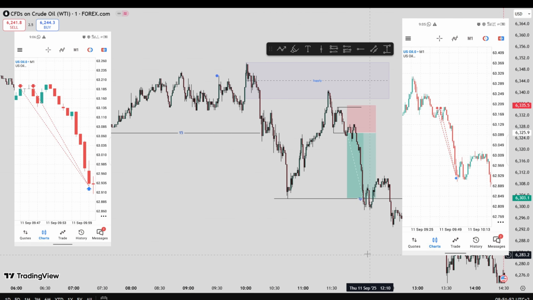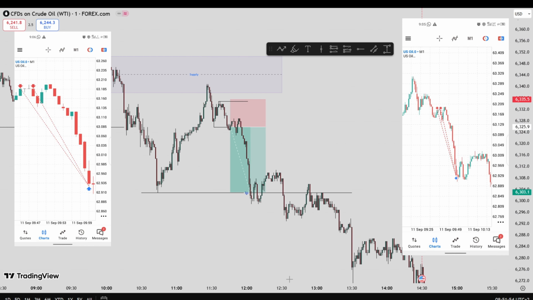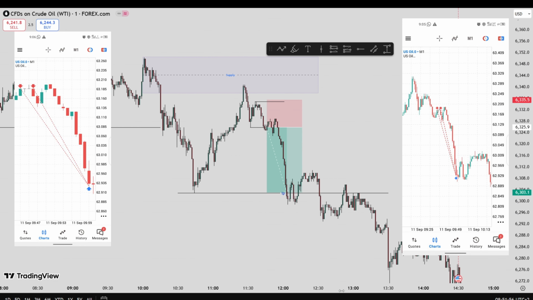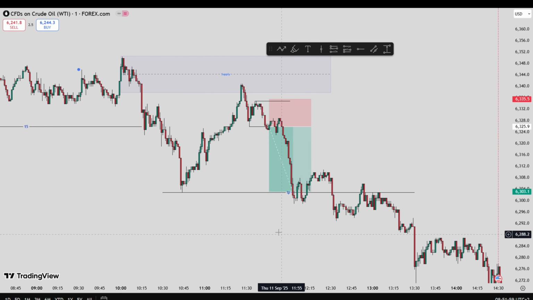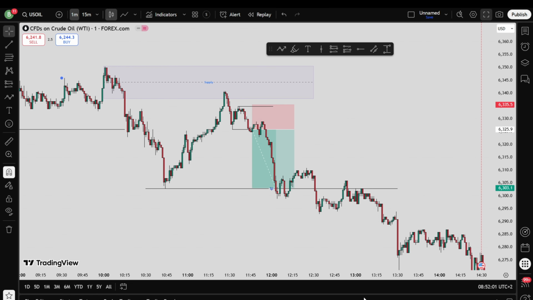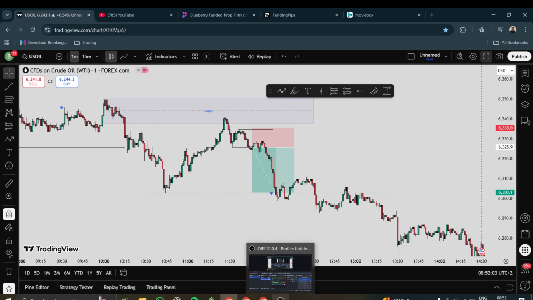I'll put a screenshot of the trade on my MT5 so that I can really show you that I actually took the trade. So yeah, that's all for this week. And yeah, last week I only took one trade. That's all.